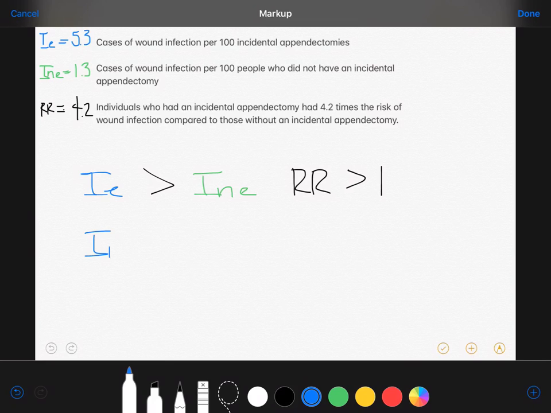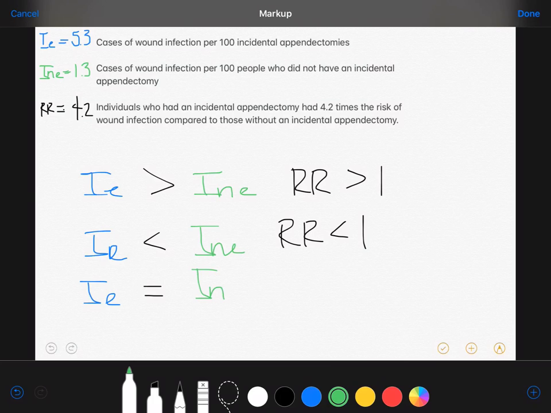When IE is less than INE, that means your relative risk is going to be less than 1. And when IE equals INE, that means your relative risk equals 1, which means no association.